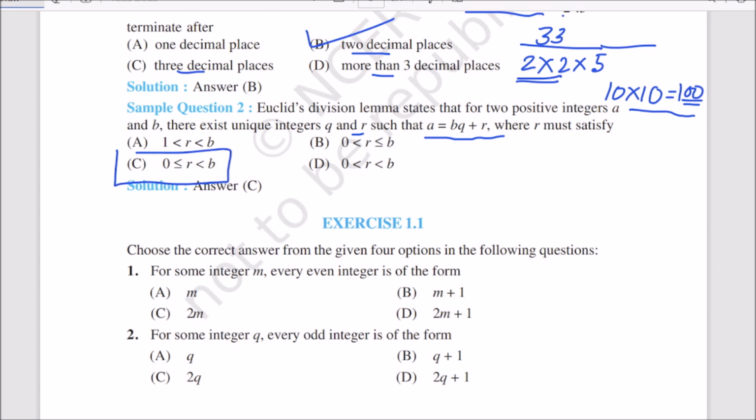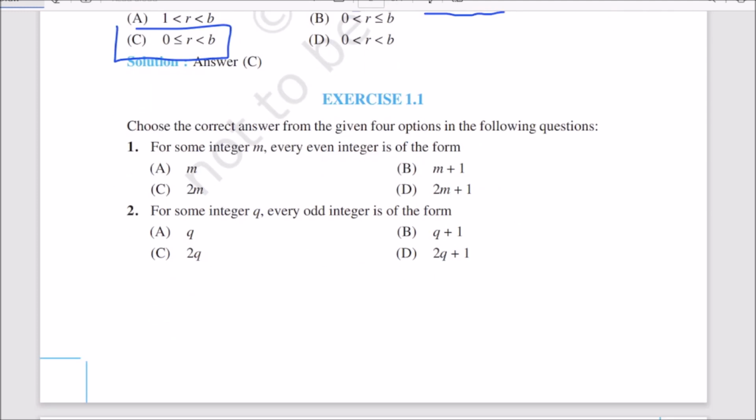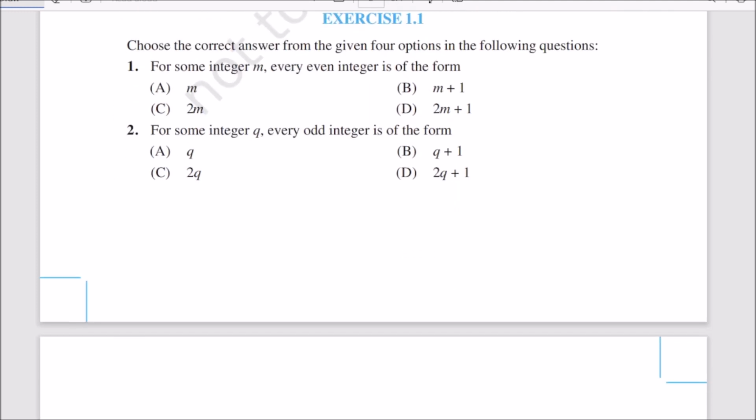Now coming to the MCQ questions. You know the sample questions. Choose the correct answer from the given 4 options in the following questions. For some integer m, every even integer is of the form m, m plus 1, 2m, or 2m plus 1. So for any integer m, we need the even integers. We know that an even integer is always a multiple of 2. So twice m will be the answer. C is the answer in this question.